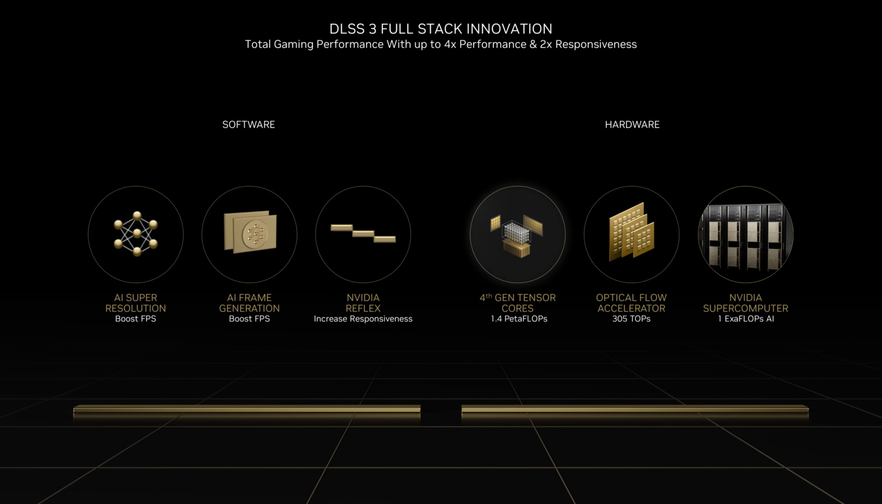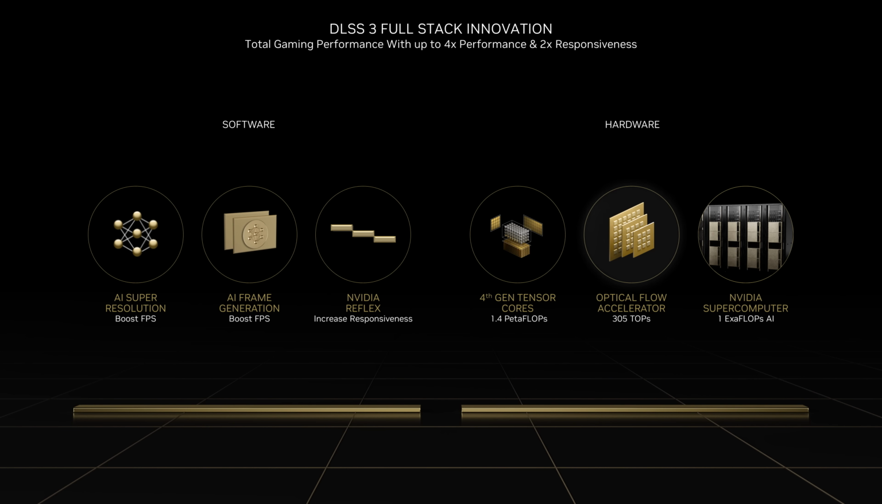DLSS3 is also powered by three hardware components. First, our 4th generation tensor cores provide up to 1.4 petaflops of AI, which is necessary in order to run multiple neural networks simultaneously to generate frames and do super resolution in DLSS3.